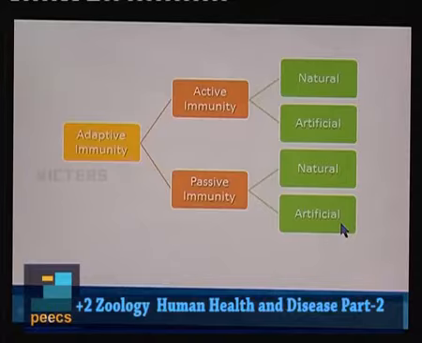And in the case of tetanus, again preformed antibodies are given. So, that is also the artificial type of passive immunity. So, passive immunity can be natural or artificial.